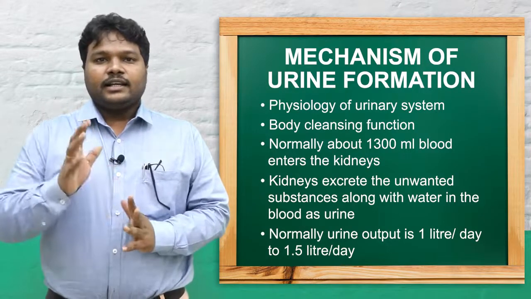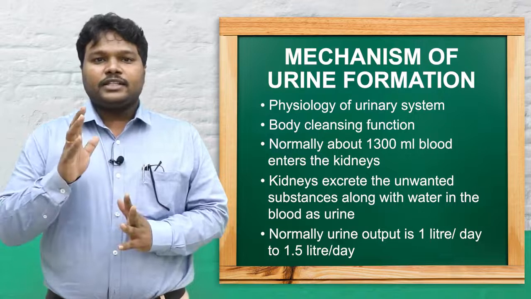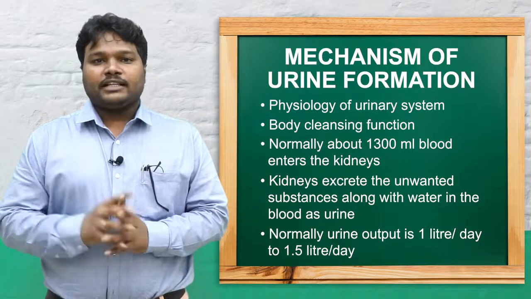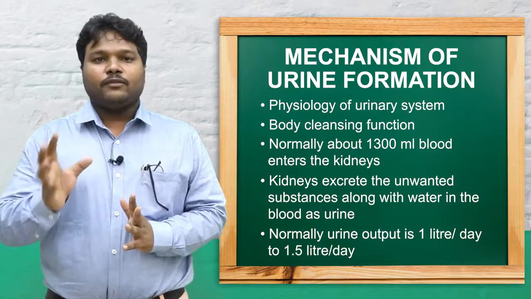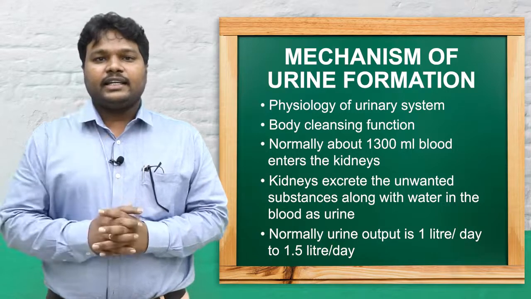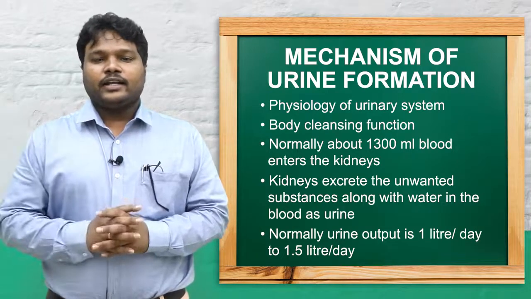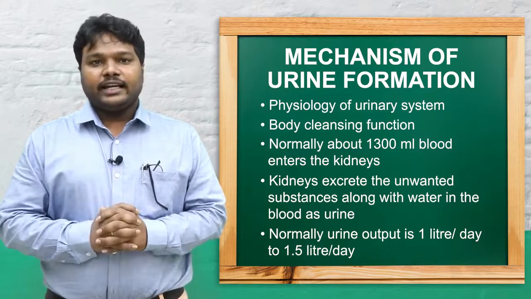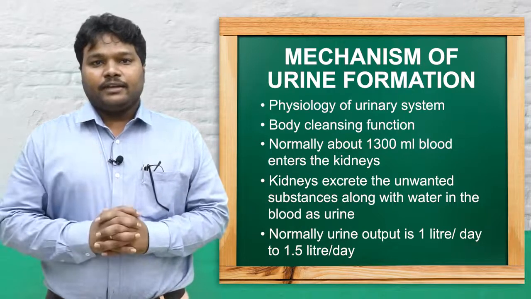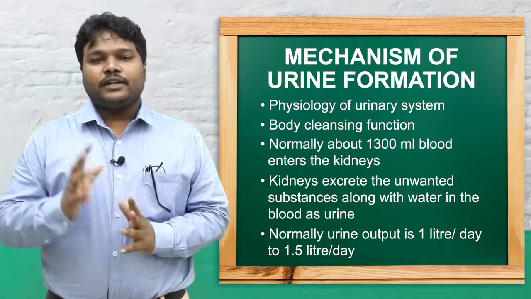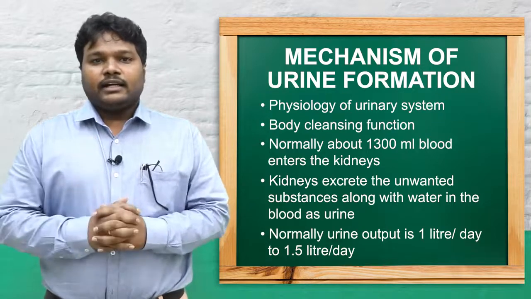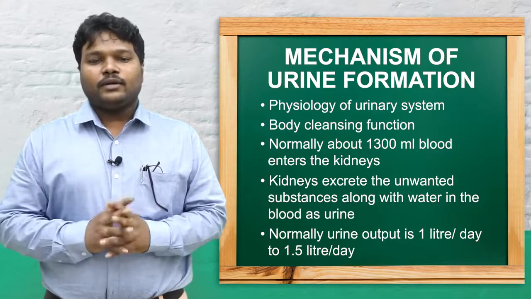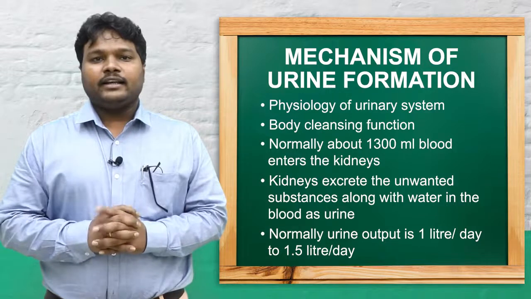Urine formation is one of the important physiological activities to cleanse the body. The kidney excretes the unwanted substances present in our blood and water from our body. Normally, 1300 ml of blood is purified in the kidney daily, and in the same way every water we have taken is also filtered by the kidney. The normal output of urine in a healthy adult is 1 liter to 1.5 liters per day.